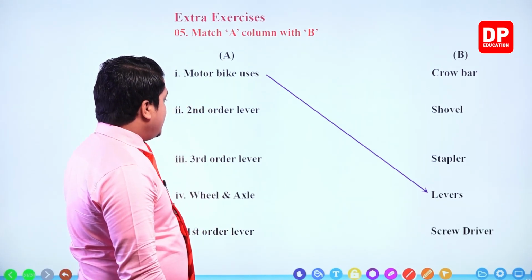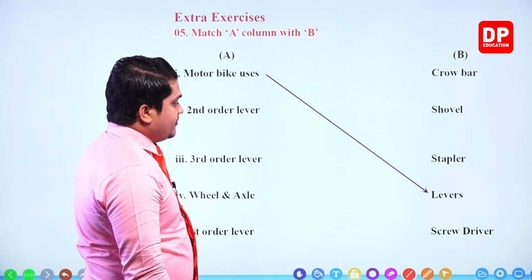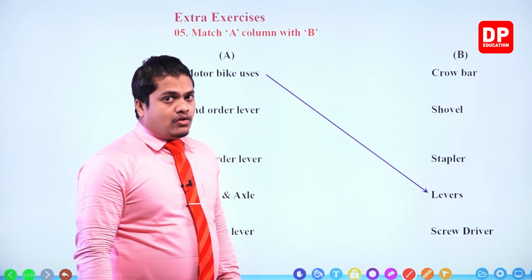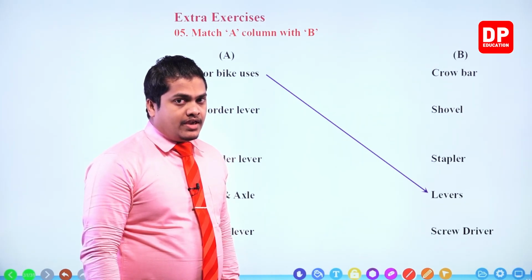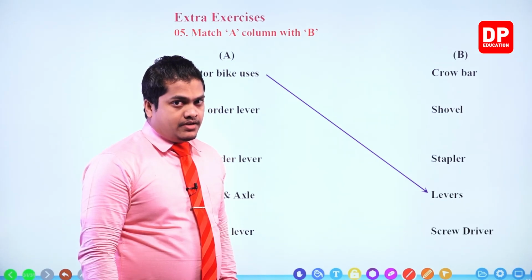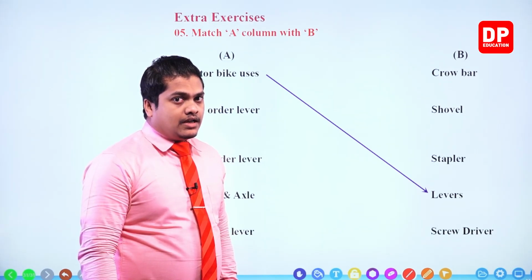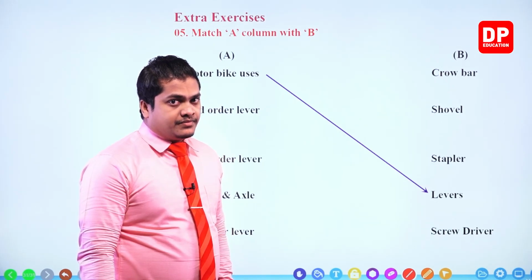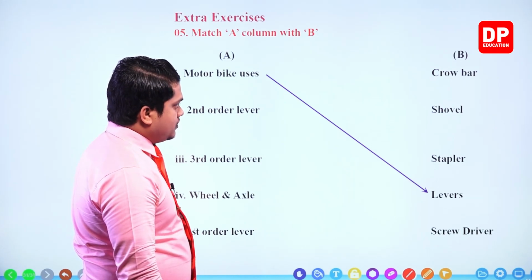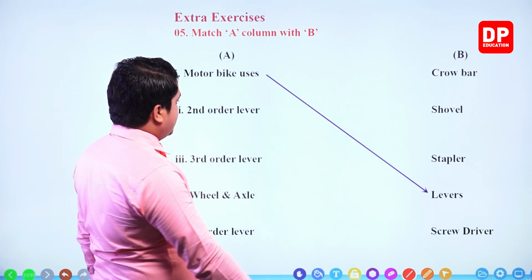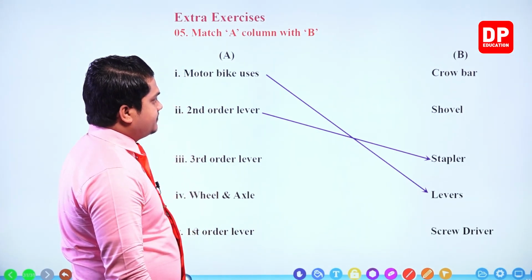Next one, second order lever. Definitely within a second order lever, my dear children, the load should be at the middle. The fulcrum should be at the far end, and the effort should be at the other end. The load should be at the middle. So what is the correct answer? Crowbar, no. Shovel, no. Stapler, yes, stapler. Stapler is correct for the second order lever.